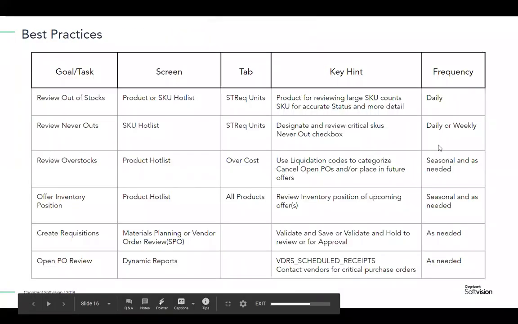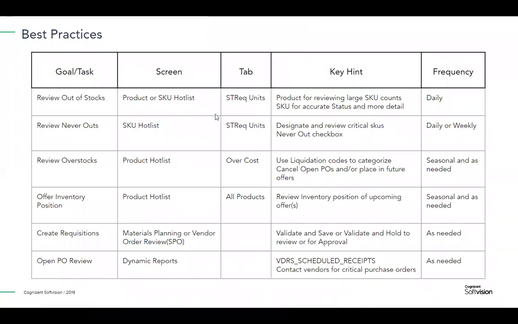Here you see best practices. Again, this will depend on your business, but we recommend reviewing those out of stocks, the product or SKU hot lists, that short-term requirements tab. Use the product for reviewing large SKU counts and the SKU for accurate status and more detail. Do that daily. Review your never outs in the SKU hot lists. Check that never out checkbox and review that daily or weekly.